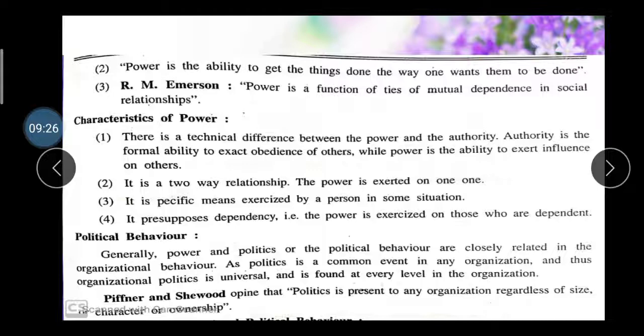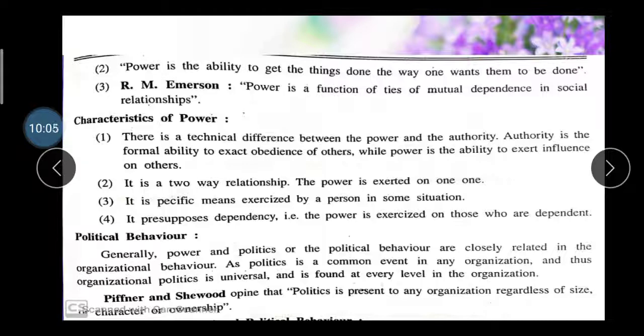Second, it is a two-way relationship. Third, it is exercised in a specific manner by a person in some situations. In some situations in the organization, top authorities have to use powers like expertise power, skills and knowledge power. Fourth, it is presupposed on dependencies. There are various types of dependence, and according to this, power is exercised on those who depend on it. Then, what is political behavior in the organization?